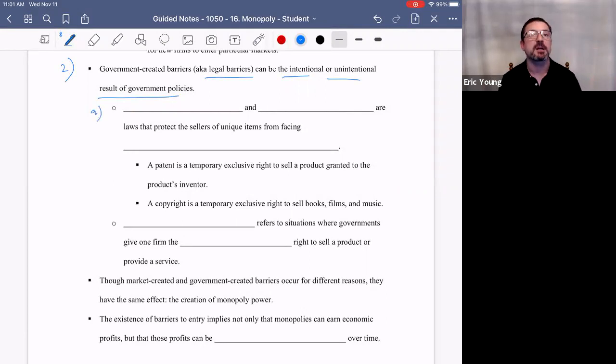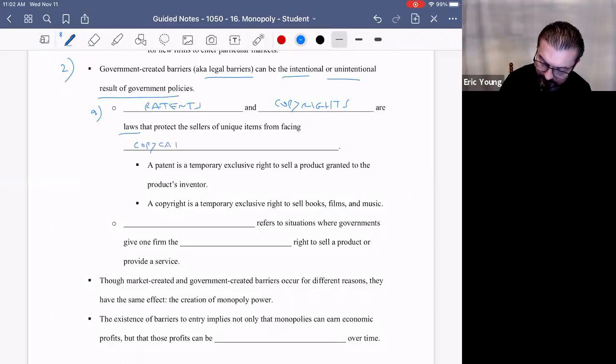One of the common ones that you're familiar with would be things like patents and copyrights. Patents and copyrights, these are laws passed by government, right? So they're government-created. Patents and copyrights are laws that protect the sellers of an item from facing what you can call copycat competition.